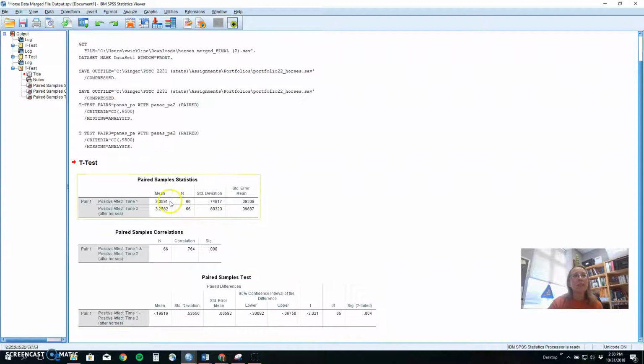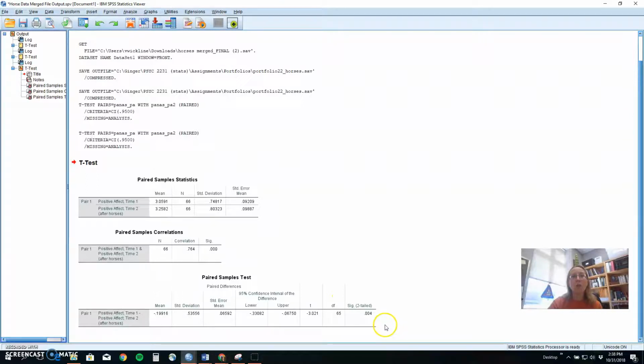What that means is there's a difference. With a t value, if we get a negative sign, it means that second group is bigger. So in this case, people reported more positive mood after interacting with the horses than they did before interacting with the horses. This is, of course, with a two-tailed test.